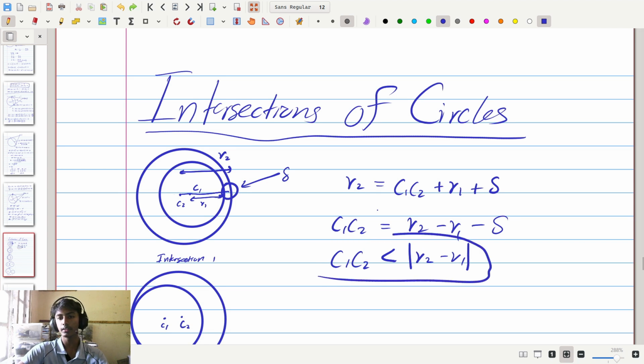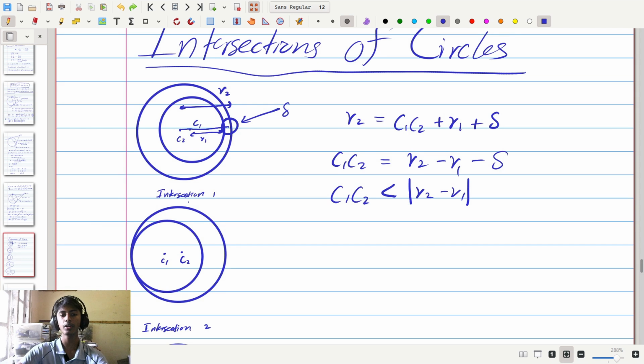So given that condition that we now don't know which one is the bigger radius, r1 could be the bigger radius or r2 could be, adding this absolute value sign, we can say that the condition for one circle to be completely inside the other circle is that c1c2, the distance between their two centers, is some value which is less than the absolute difference of their two radii. So then that is the definition of the first intersection. For one circle to be completely inside the other circle, the distance between their centers must be less than the absolute difference between their two radii.